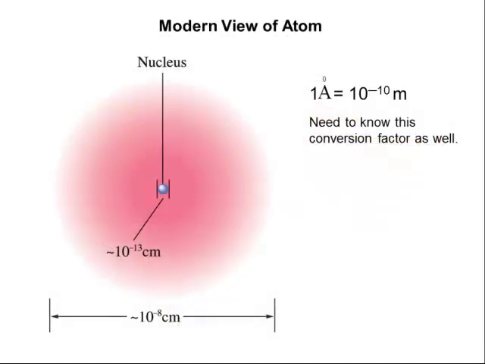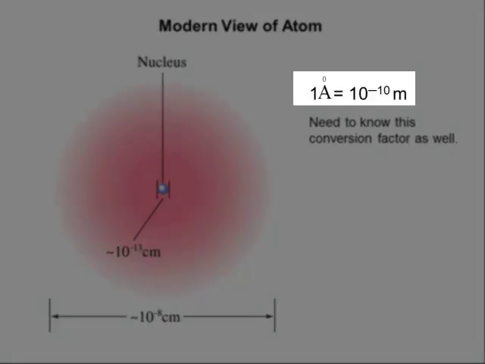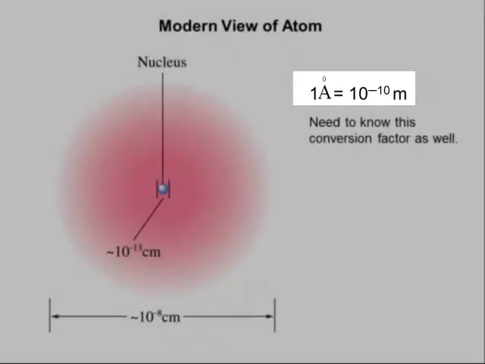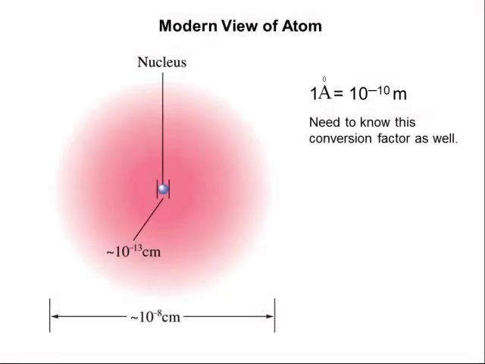Okay, so let's look at the relative sizes of things within an atom. An important conversion factor you need to know is that 1 angstrom, little a with the circle above it, is equal to 1 times 10 to the negative 10th meters. So when we're dealing with really small distances, in particular when we're talking about an atom, we usually talk in terms of angstroms so that we don't need to deal with the times 10 to the negative 10th. All right, but you need to know that conversion.